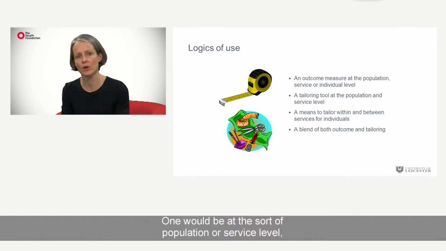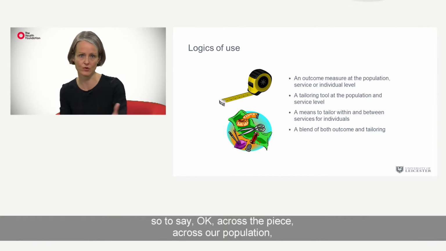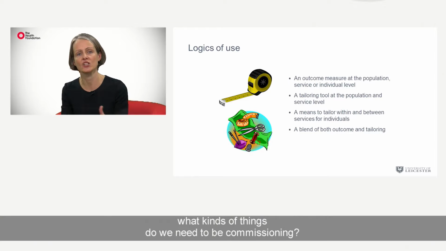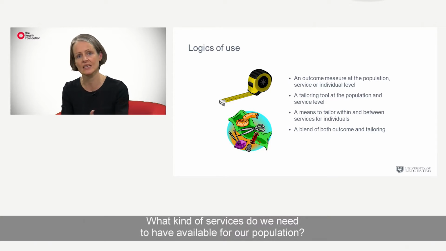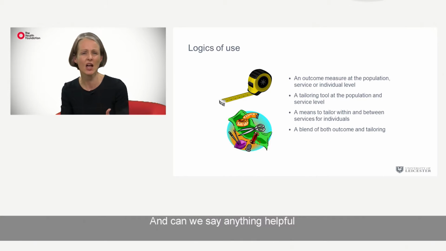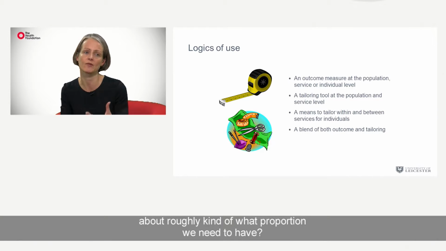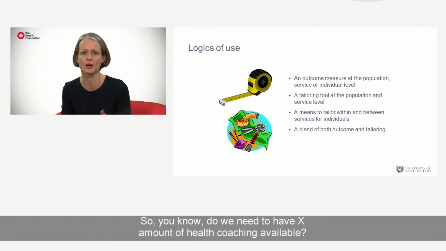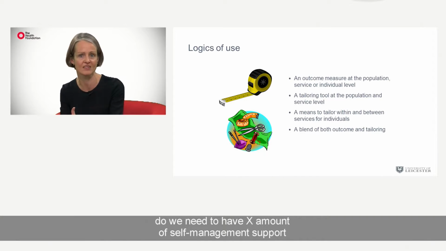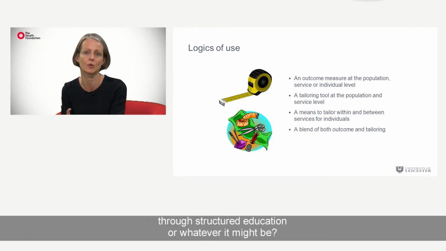One would be at the population or service level, so to say, okay, across our population, what kinds of things do we need to be commissioning? What kind of services do we need to have available for our population? And can we say anything helpful about roughly what proportion we need to have? So, do we need to have X amount of health coaching available? Do we need X amount of self-management support through structured education, or whatever it might be?